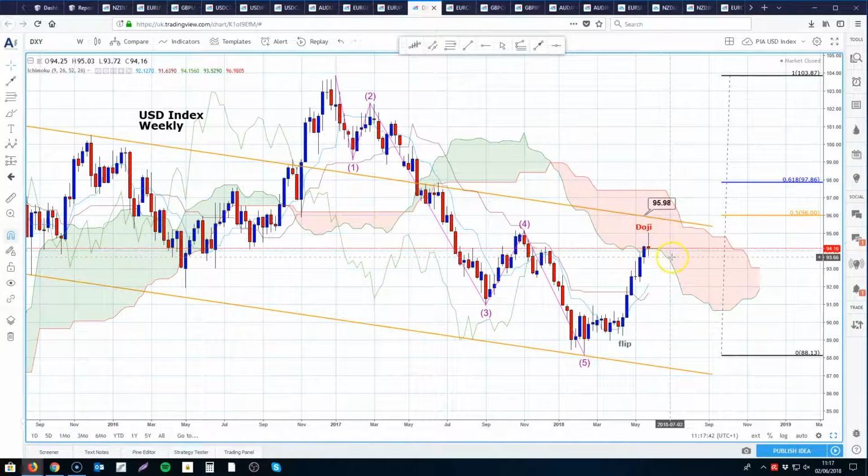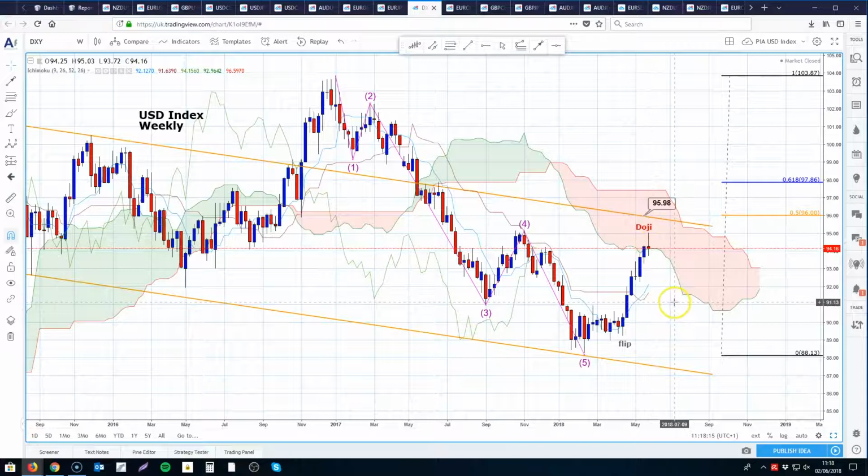If we get a close this week below this level, which is around about 93.66, then we will form an evening star formation and look for deeper losses. Obviously this area has been quite pivotal, beginning of November of 2017, and then if we look back here, levels through 2016. So there is scope for a correction to the downside.